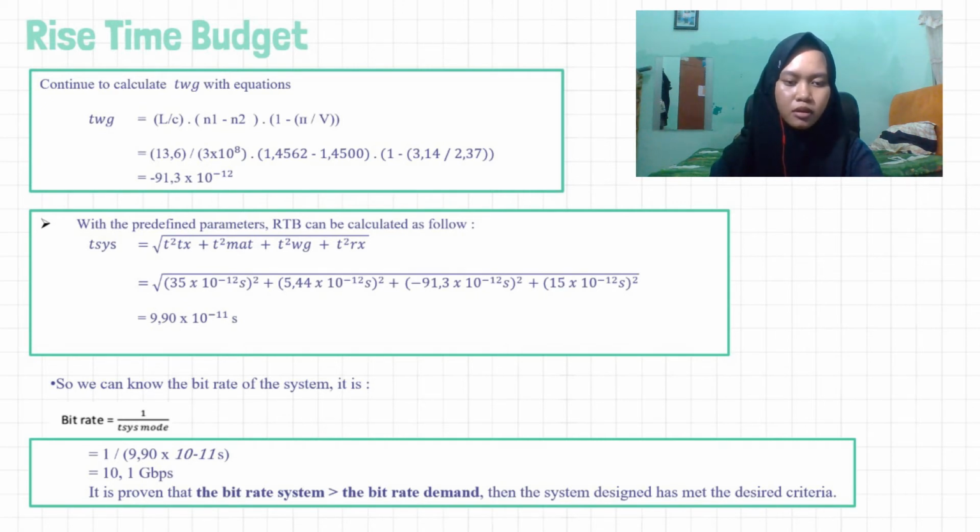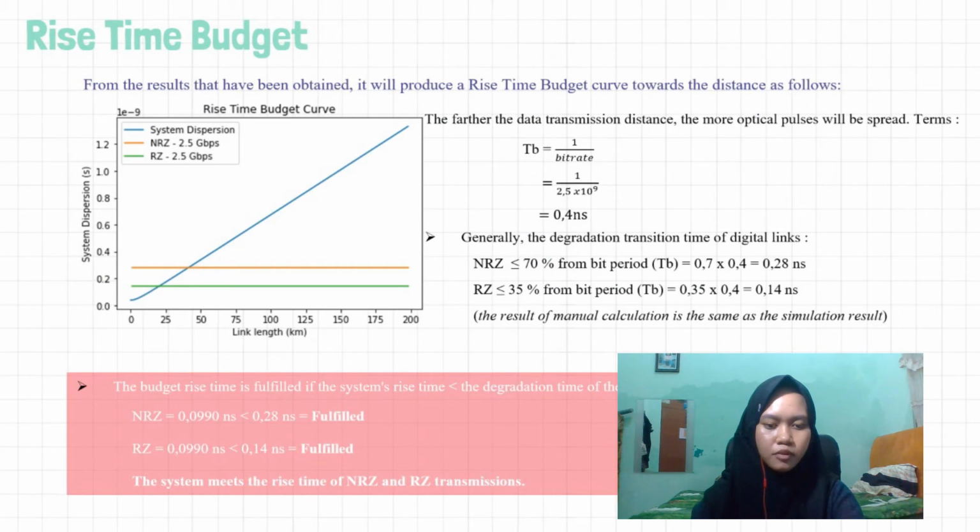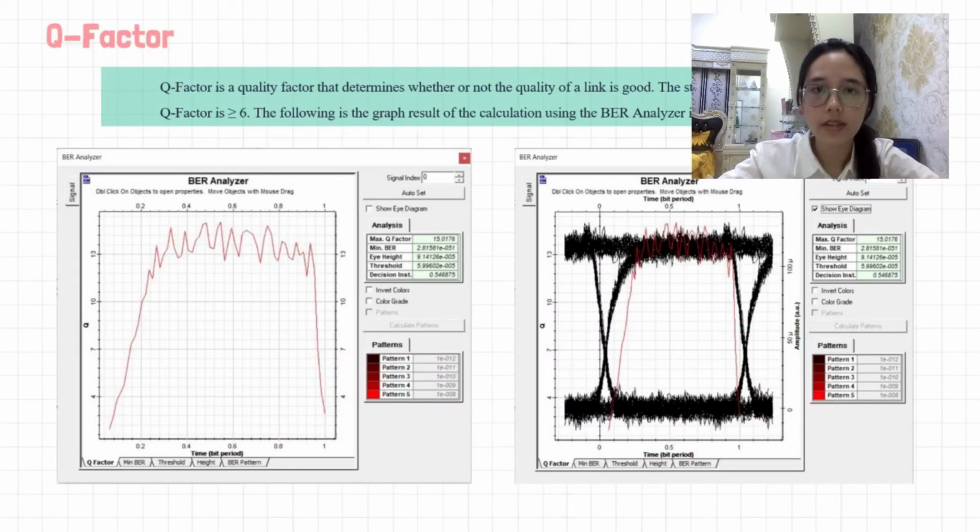From here we can calculate the bit rate, and we got 10.1 gigabits per second. It is proven that the system bit rate is more than the bit rate demand, so the system design has met the desired criteria. Next is the Q factor.